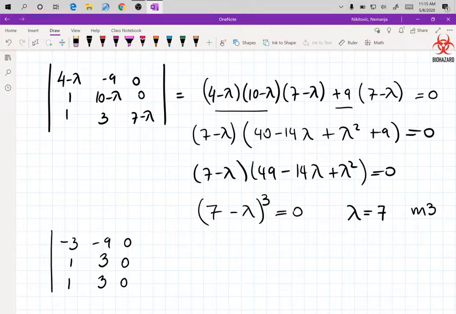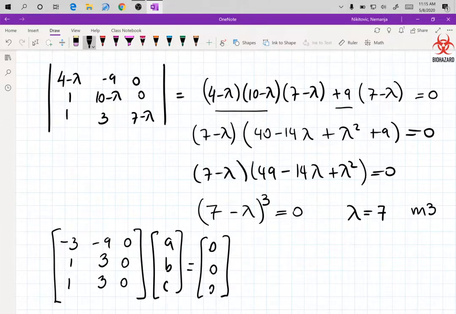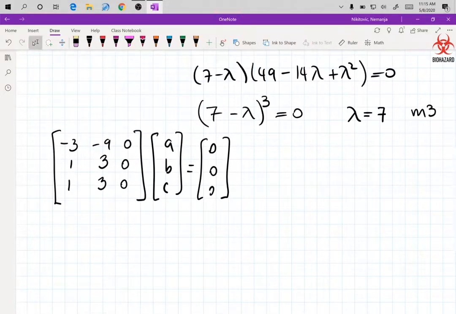Oh, these are supposed to be regular matrix times a, b, c to give us 0, 0, 0. There we go. So that's what we have for our matrix in terms of eigenvectors. So we do have our eigenvalues, which are 7.